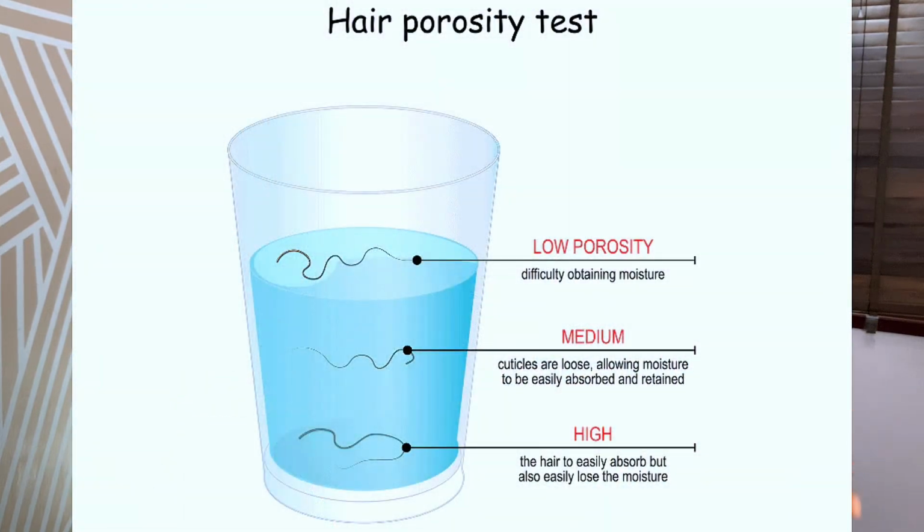Then you put that strand of your hair in water. If the strand sits at the top of the glass, it means you have low porosity hair. That means your hair doesn't absorb water easily. But if the strand also sits at the top of the glass but takes very, very long to settle down, it also means you have low porosity hair. That means it took a while for your hair to absorb that moisture.